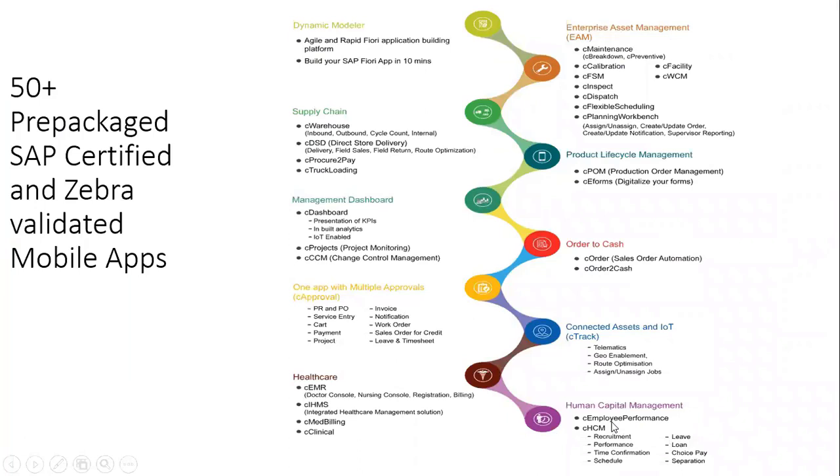We also talked about human capital. We have tracking and asset, connected asset and IoT. This started with vehicle tracking, but it does telematics, geo-enablement, route optimization. So it's a very powerful tool for your logistics and fleet management solution. So these are the prepackaged solutions available. If you have any interest, reach out to us. We'll be happy to discuss with you more. And if you want to know more about how we have done, we'll be happy to share that.